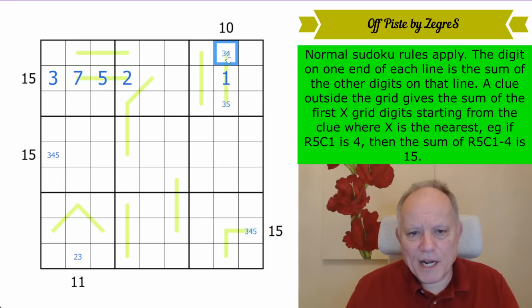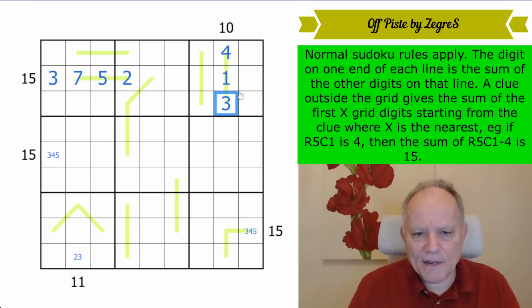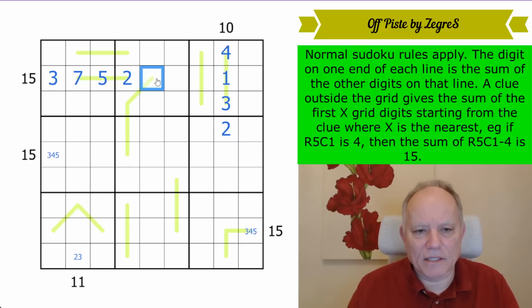this couldn't be a 3 now because that would have to be a 2. So this is a 4. That's a 3 and the arrow works. That's a 2 and the X sum works. Oh, that's a lovely start. This is just classic Zegresh, isn't it? So we get a 4 in one of those cells.